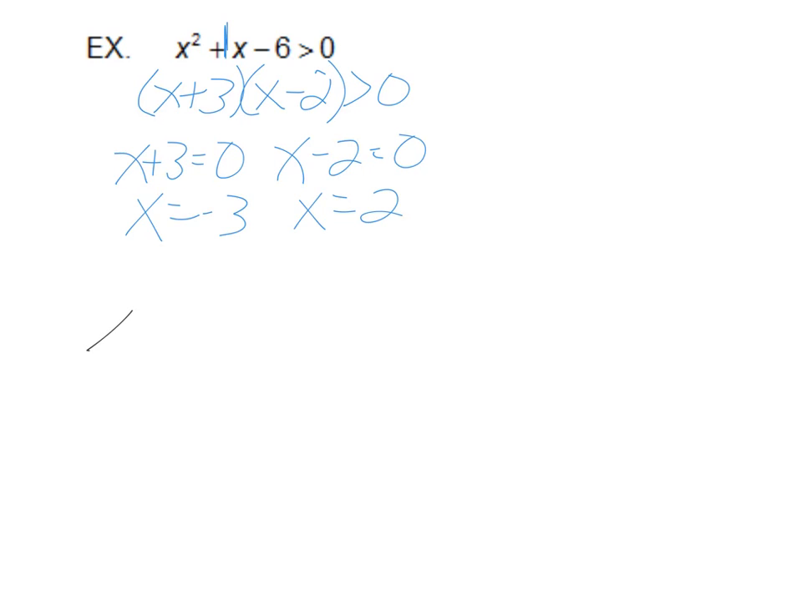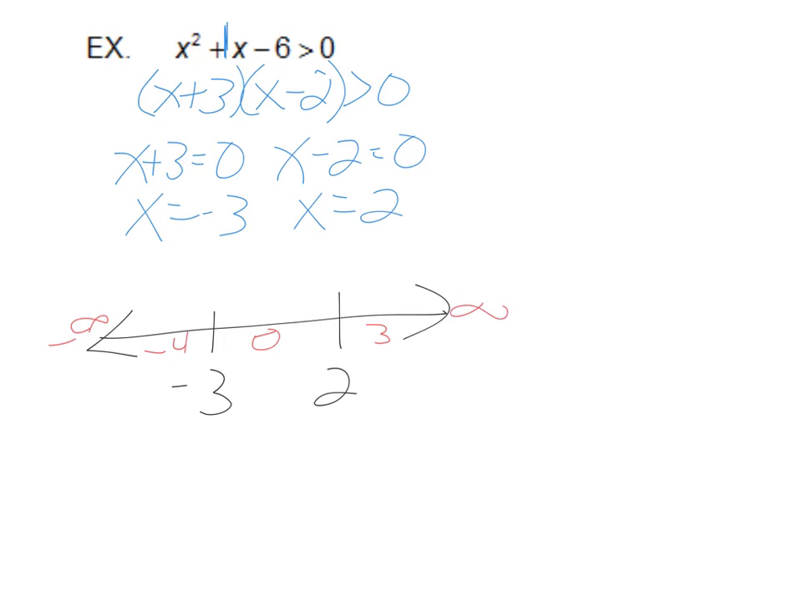Now make your number line and pick some test numbers. So -4, 0, and 3. Now plugging my test numbers in, -4 into the first parentheses would be negative, second one also negative, negative times a negative is a positive. The 0 plugged in, positive times a negative is a negative, and the 3 plugged in, both positive.